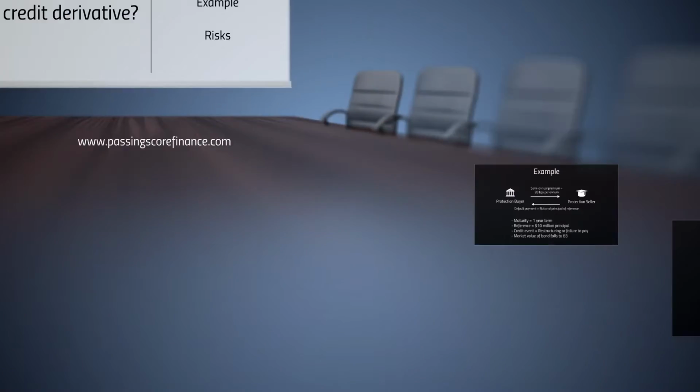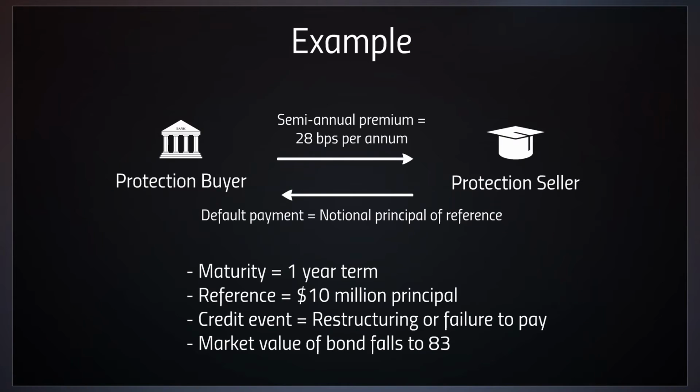Let's look at an example with some numbers so you have a better idea. We have the protection buyer who's willing to pay this premium of 28 basis points per year to the protection seller, and they'll pay that every 6 months in these semi-annual payments. In exchange for taking that risk, the protection seller offers to make a default payment in the event of a credit event. In our example here, this is a 1-year term for $10 million worth of the reference obligation. Our credit event is a restructuring or failure to pay by the issuer of that reference obligation.